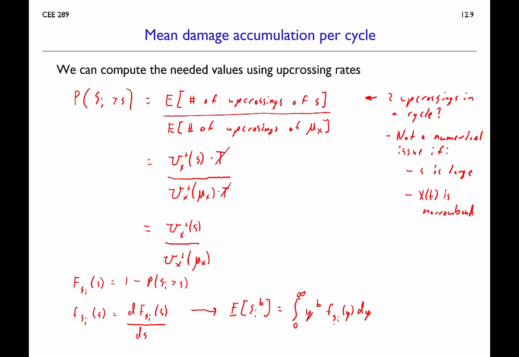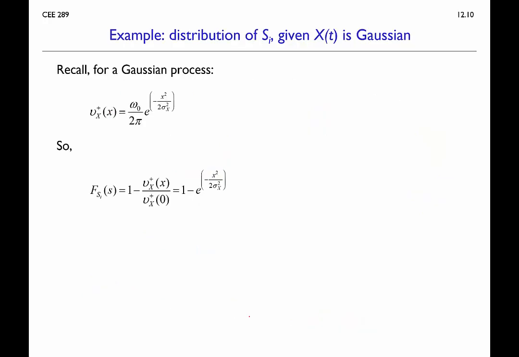Okay, so if we know the PDF for SI, then we can find the expected value for SI to the power B using this equation at the bottom of the page. And that motivates us to figure out this probability of SI greater than S that we came up with here. We've got these upcrossing rates, and we've got some formulas for that. One particular case that's going to be useful for us, where we'll get an analytic solution, is when x of t is Gaussian. So if x of t is a Gaussian process, that's a situation we can face a lot.